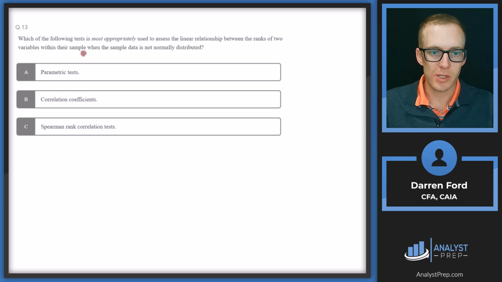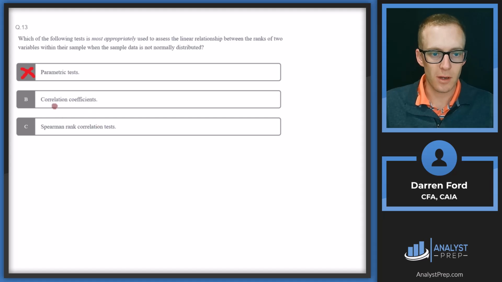Which of the following tests is most appropriately used to assess the linear relationship between the ranks of two variables within their sample when the sample data is not normally distributed? So we've got A, parametric tests. Parametric tests are normally going to be used when the data is normally distributed, so I would rule that out right off the bat. And then we've got B, correlation coefficients, or C, Spearman rank correlation tests.